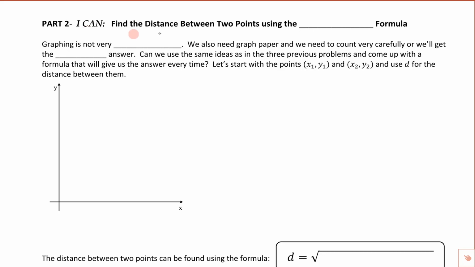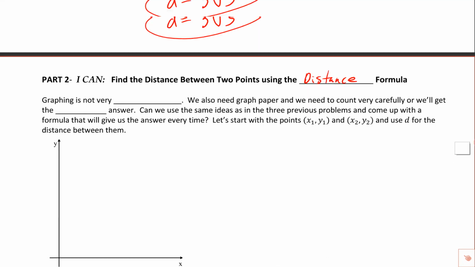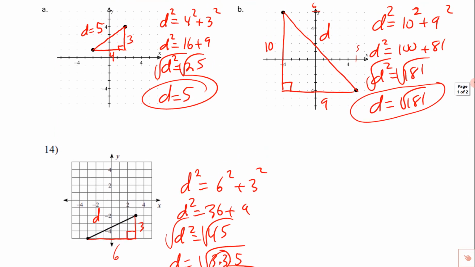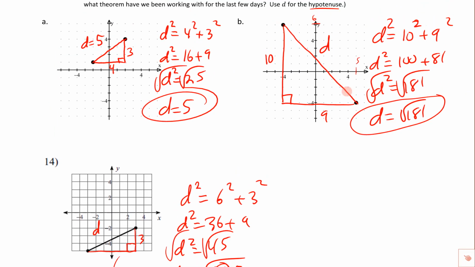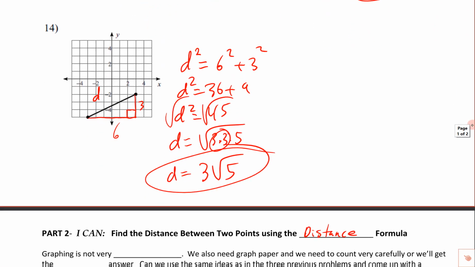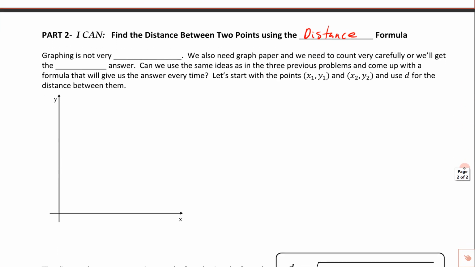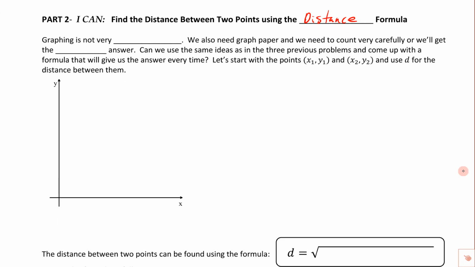The I can statement is I can find the distance between 2 points using the distance formula. And this is what we're going to come up with today. We're going to come up with something called the distance formula. Now, yesterday when we were doing this assignment, what we did is we found the distance between 2 points by drawing a triangle and then using the Pythagorean theorem. We're going to do the same thing today, only we're not going to be using a graph as much. I'm going to start off on a graph and then we'll kind of wean ourselves off that.